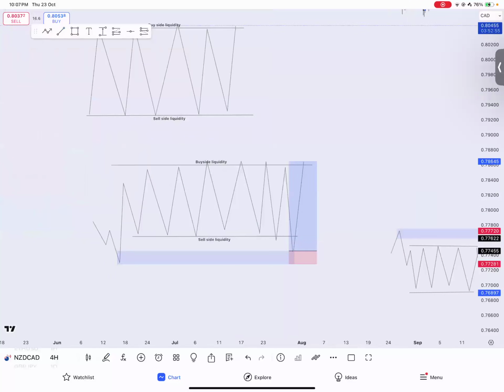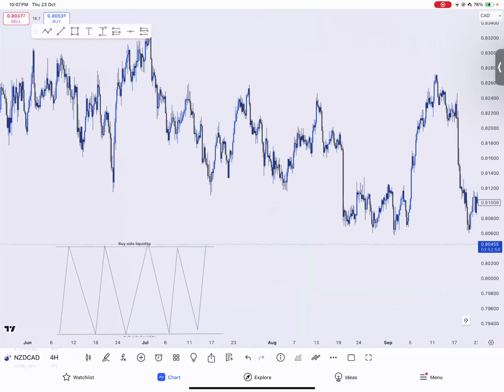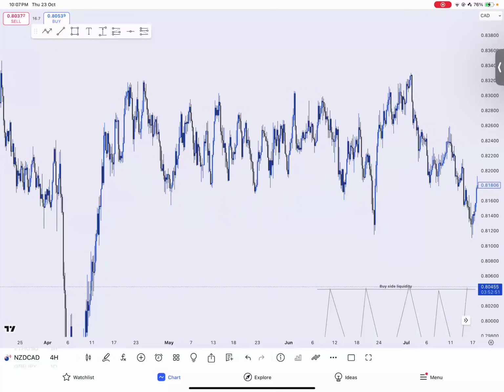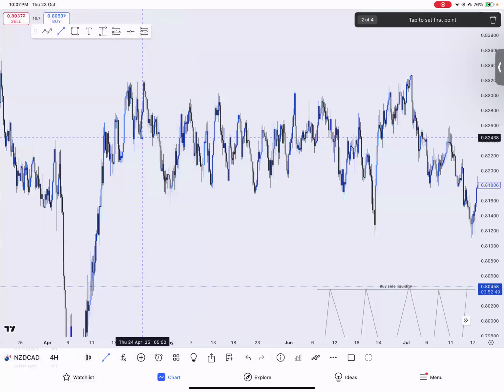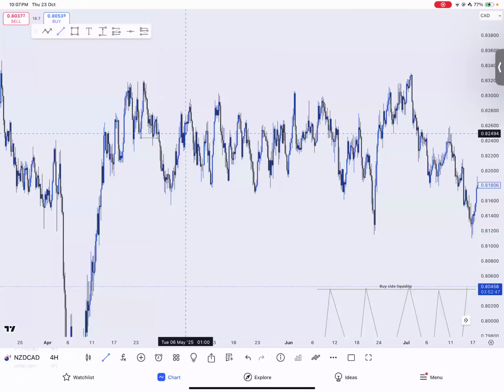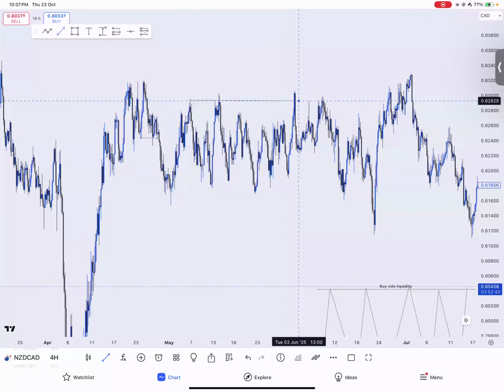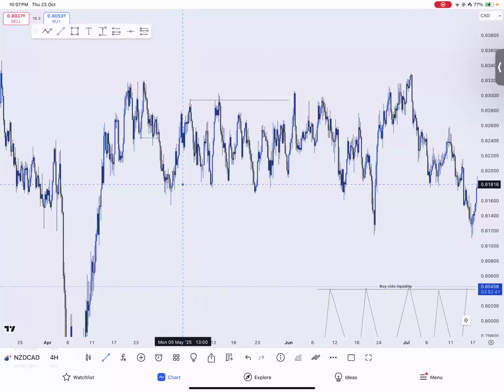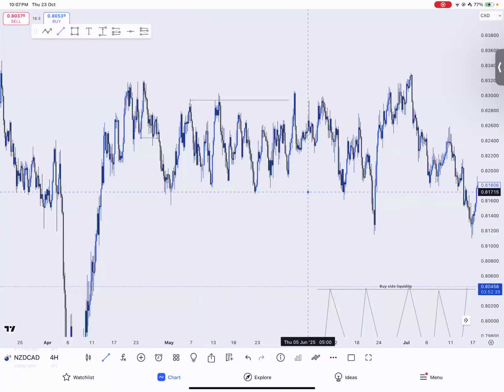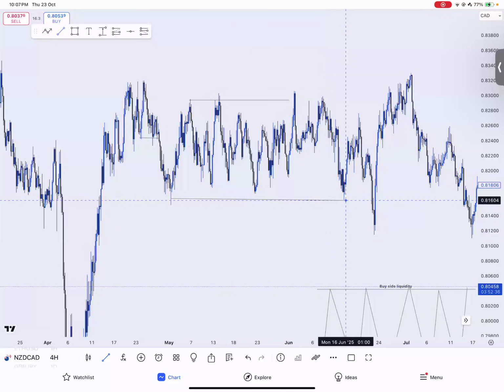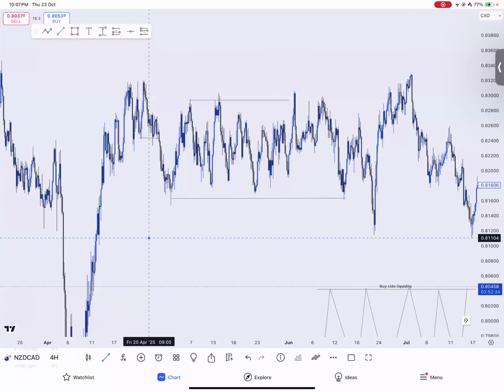So for pairs that range a lot, like this pair, NZD CAD, you can see it here. So, structure shift, inducement, then price started ranging. So here, buy side liquidity, down here, sell side liquidity. So the point of interest, since the market is bearish, is this 4 hours order block here.